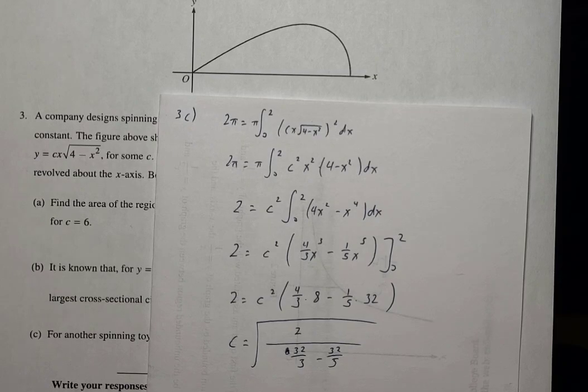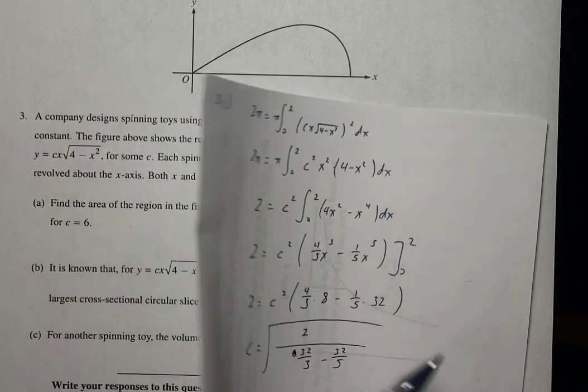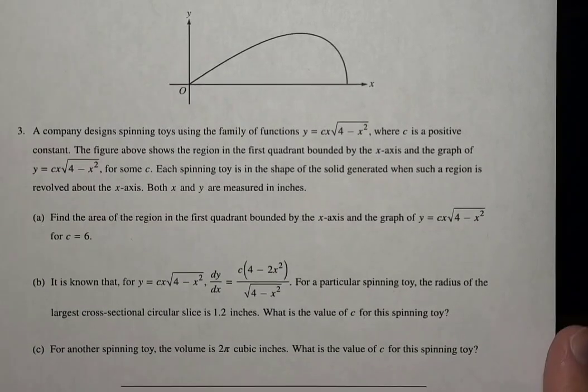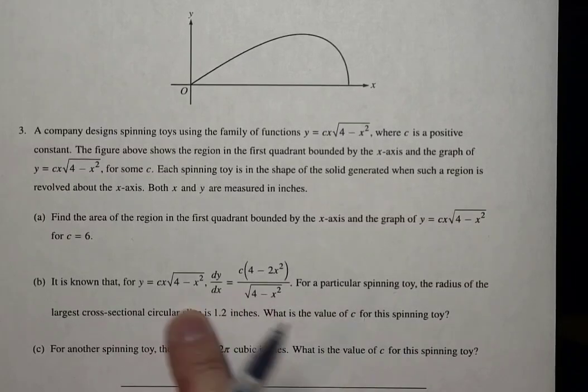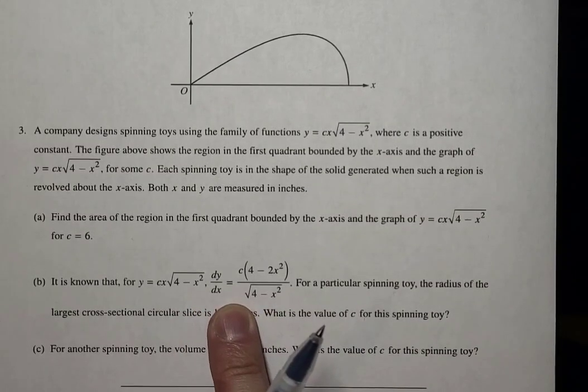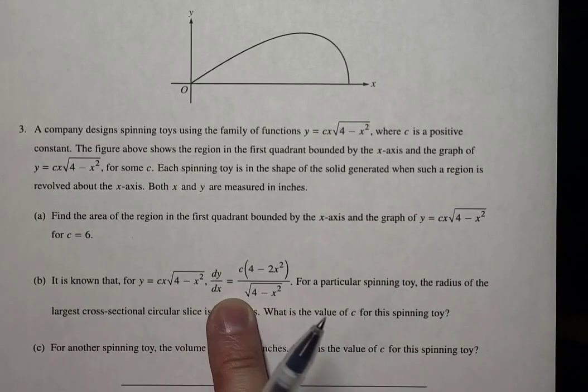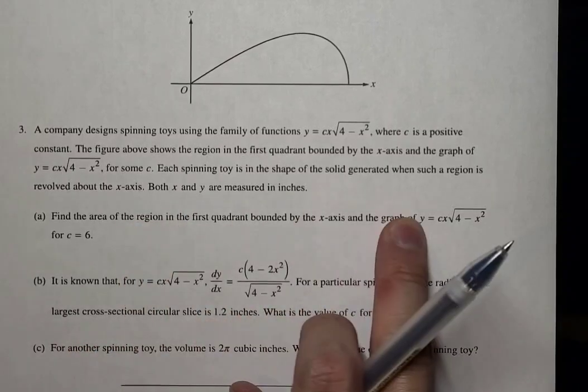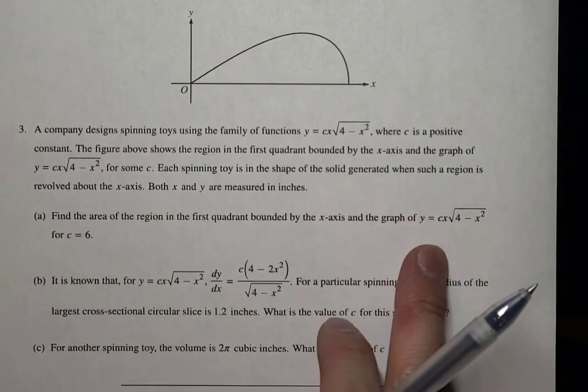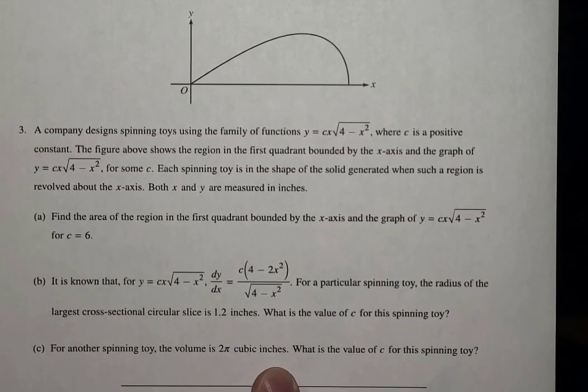All right, and that's it for this problem. This is not bad at all if we understood this concept over here, that we were maximizing, so we want the derivative to be 0. Otherwise, this was pretty straightforward for area, and this one's pretty straightforward for volume as well.